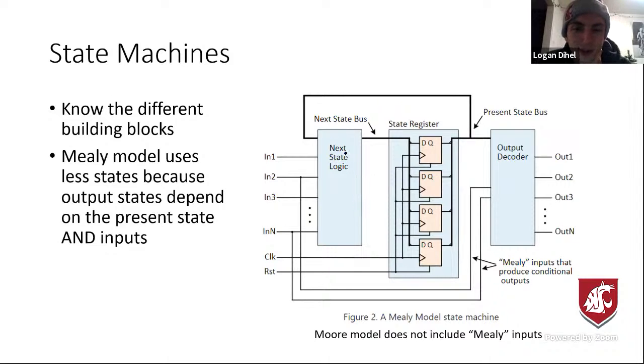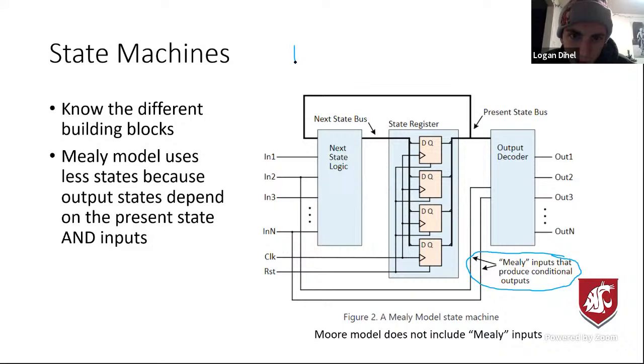So know that this is the next state logic. Know this is the state register. This is the present state bus, the next state bus. This is the output. These are the inputs right here, outputs. These two right here are called Mealy inputs.